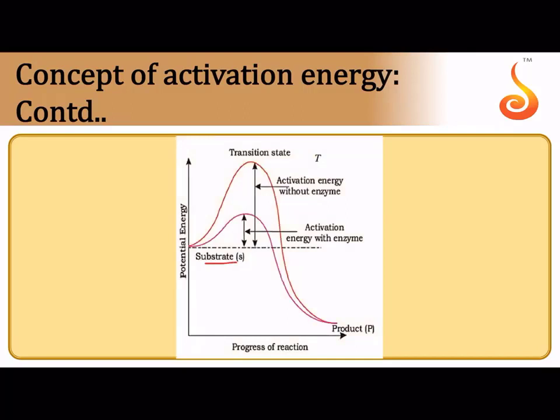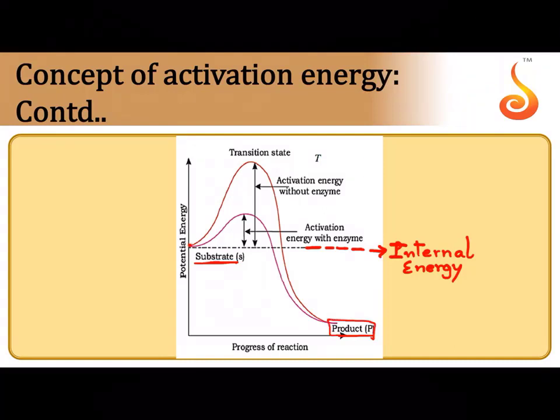Activation energy concept. Notice that if a substrate has to get converted into a product, the substrate already has a certain amount of energy with it, which we call the internal energy. It is a form of potential energy. Isn't it? Now what happens is the substrate cannot directly become the product. Let us take the first path. The substrate needs to be pushed to a higher energy state. This higher energy state is called the transition state.